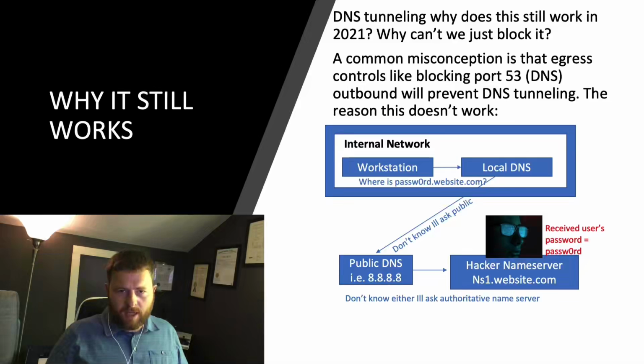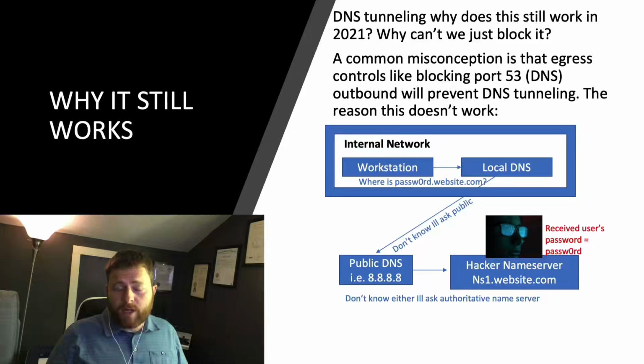DNS tunneling, because if you look at our diagram here, we have an internal network, we have a workstation who's trying to reach out to find where is password.website.com. The workstation asks the local DNS server. The local DNS server doesn't know where this is, so it asks the public DNS server, reaches out over the internet. That server doesn't know, so it reaches out to the authoritative name server, which here is our hacker-controlled name server. So you can see the packet routes through the internet, the request makes it to the attacker's server, the attacker receives the password that we asked in the DNS request.